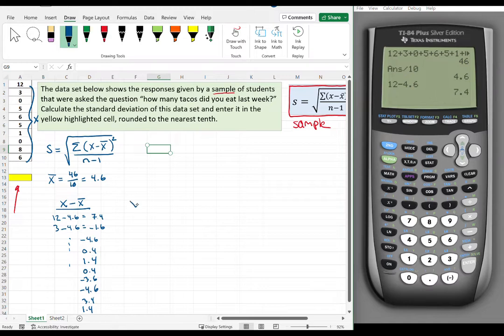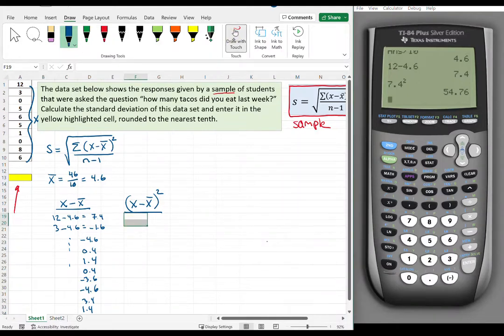Now I've got to square each one of those numbers. So x minus the mean, squared. Next is that second power, order of operations. So we'll take 7.4 and raise that to the second power. So we get 54.76.